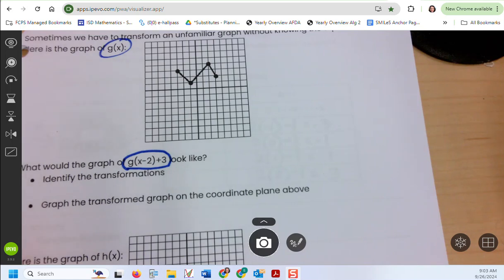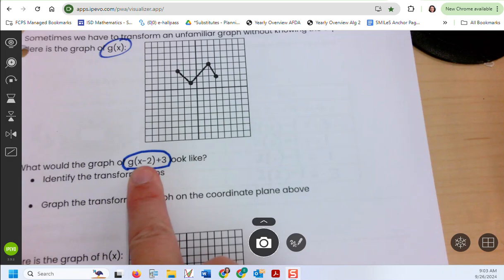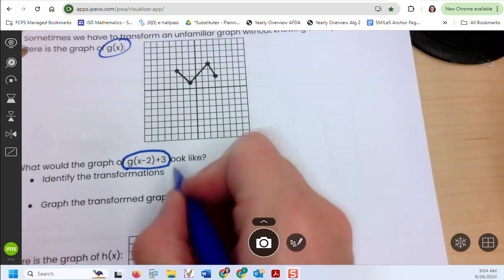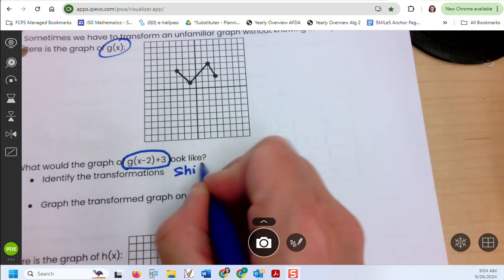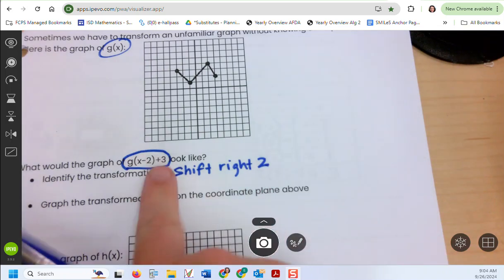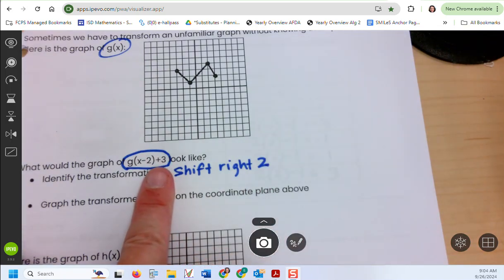The transformations work the same as the ones we did on the whiteboards. So x minus 2, that's the one that goes backwards from what you think. So it's going to go which direction? It's in parentheses. Right. Okay, so very good. It was a left-right transformation. And then because those happen backwards from what you think, it's right 2. So we're going to shift right 2. The plus 3 shifts us which way? Up 3, good.